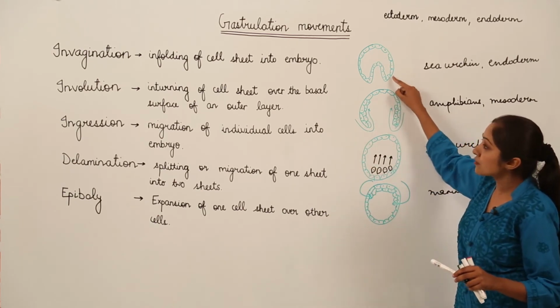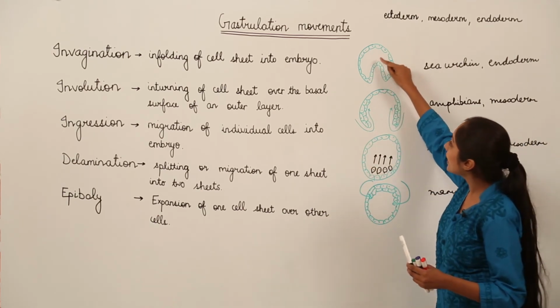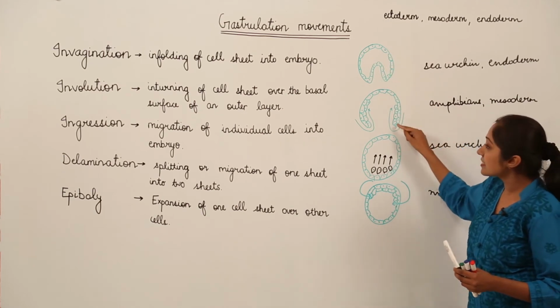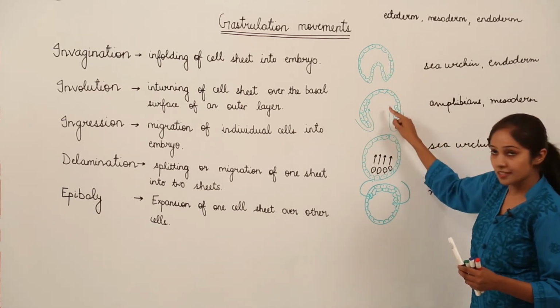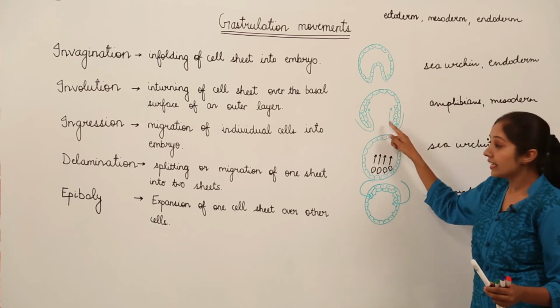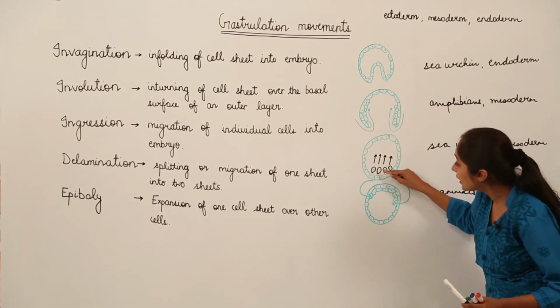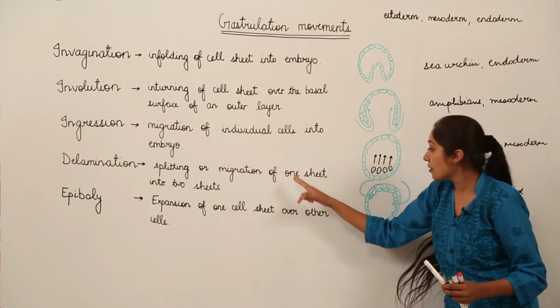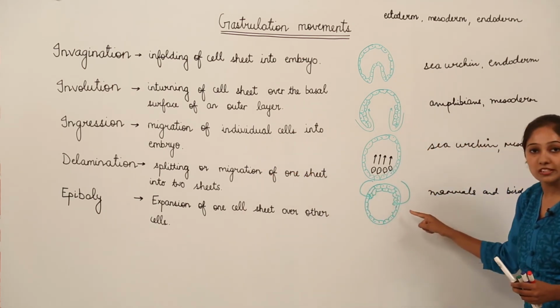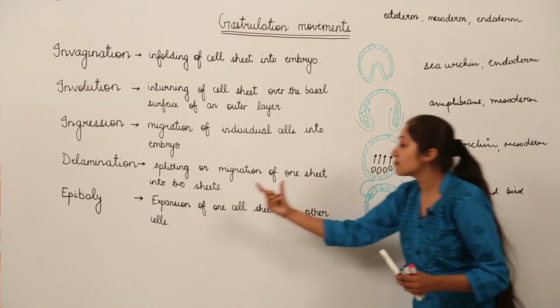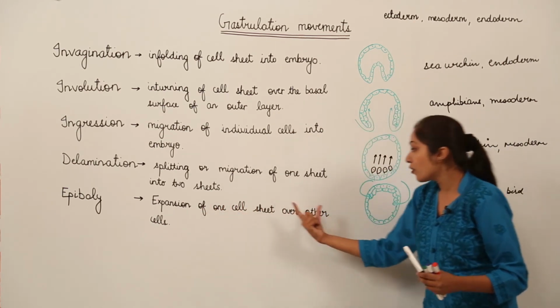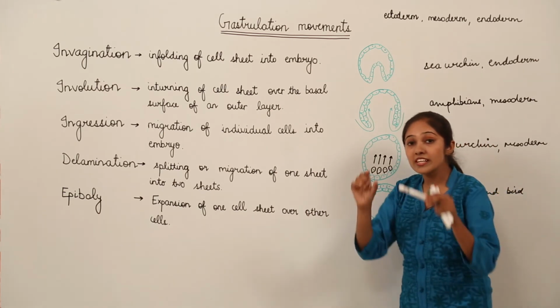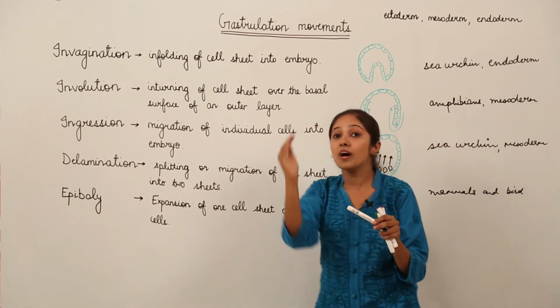So in this case, what happened? We had an infolding of cell sheet. In this case, we had interning of cell sheet. Enfolding, interning. In this case, we had migration of individual cells into the embryo, and in this case, we had splitting or migration of one sheet into two sheets. Now, we have to show expansion of one cell sheet over other cells. So, expansion of one cell sheet over other cells.